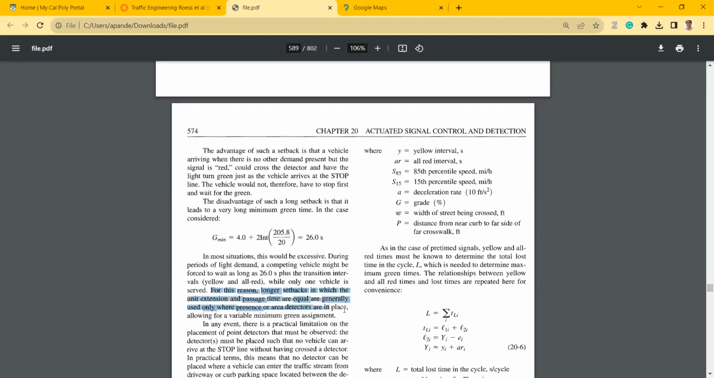So that's what you were saying before, and what you were saying is exactly right. For this reason, longer setbacks in which unit extension and passage time are equal are used only where presence or area detectors are in place, where you can detect a larger area rather than just a small detection-based one. These detection-based detectors are only looking at 6 feet by 6 feet, so they only detect the presence of a vehicle in that 6 feet area. But the area and presence detectors are way longer.